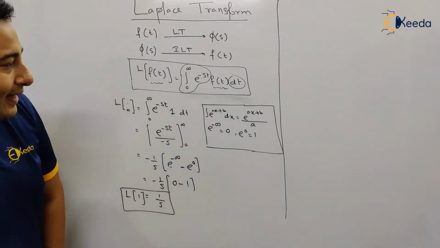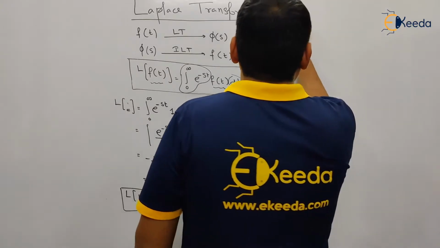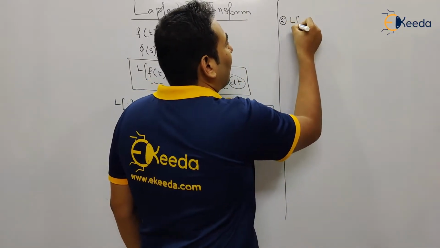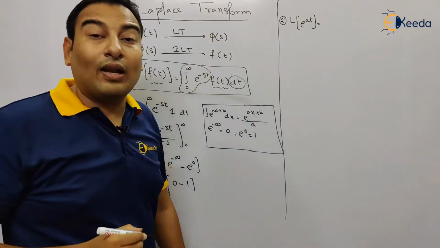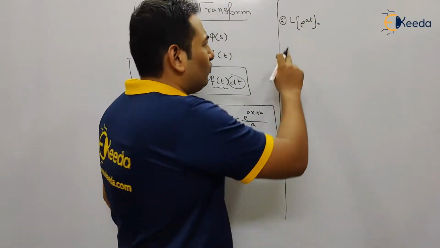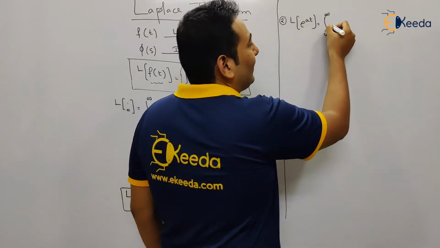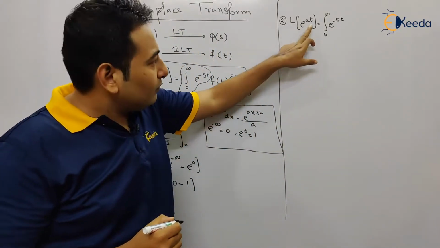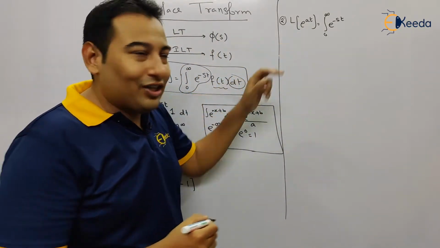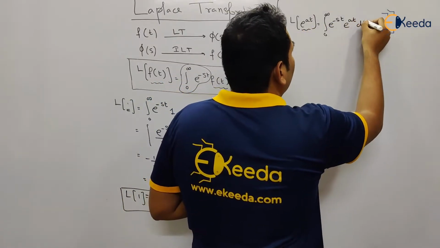So let's move on and discuss the next example. My second example is I want to find Laplace of e raised to at. So what will happen? Due to this Laplace, I am going to integrate from 0 to infinity e raised to minus st. This is because of this particular Laplace. Here the given function is e raised to at, so that will come here into dt.